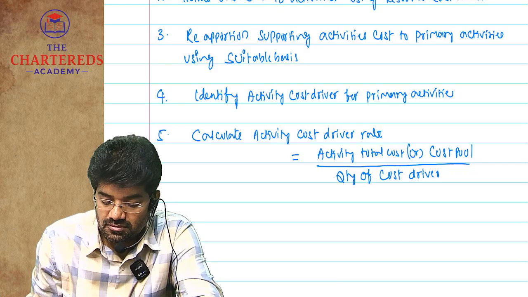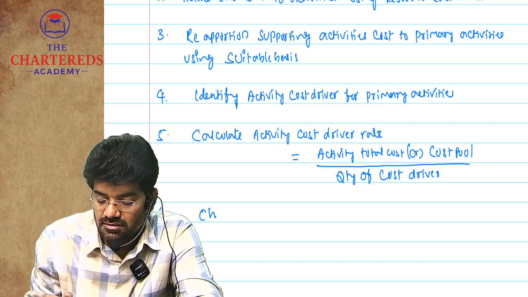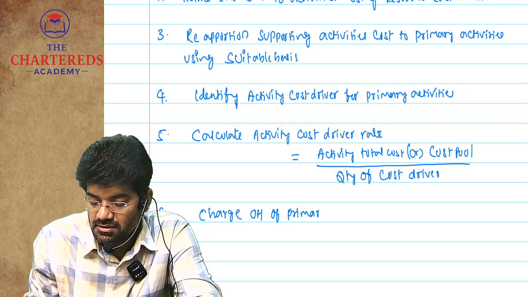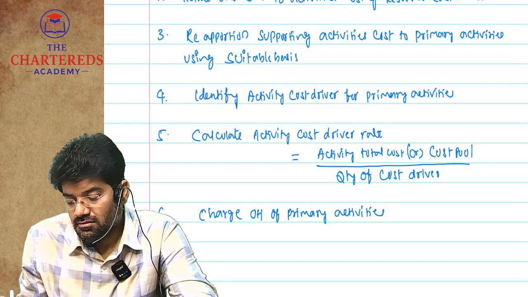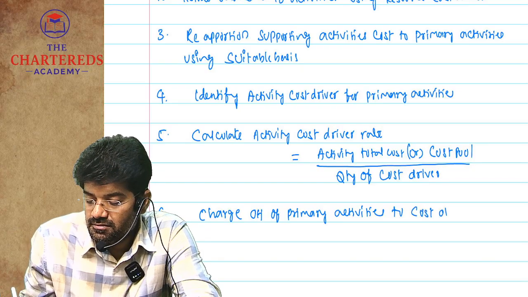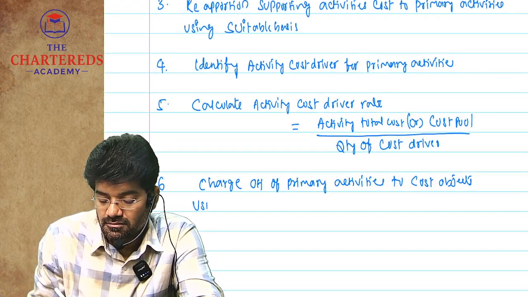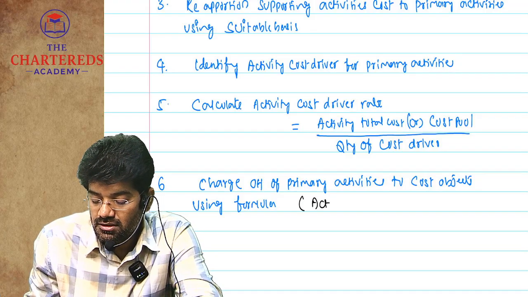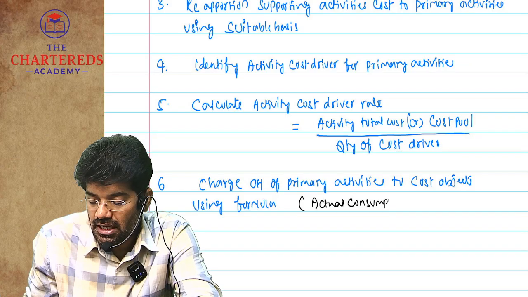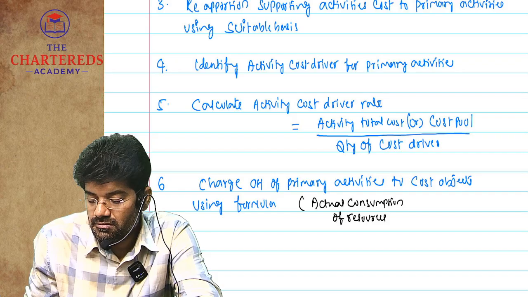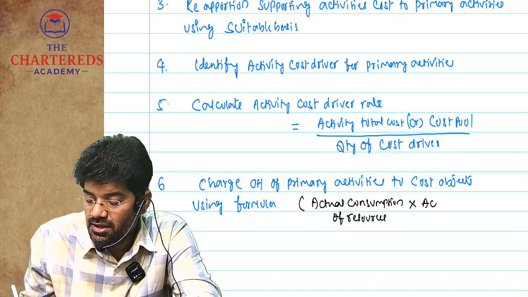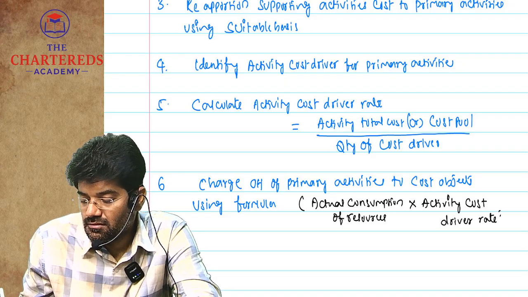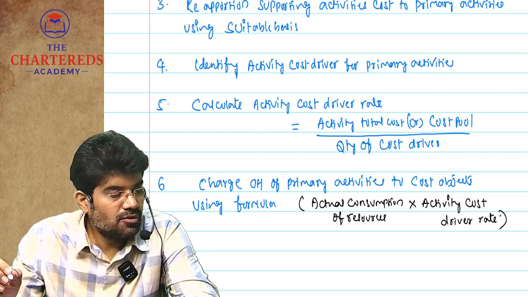So the last step is charging overheads of primary activities to cost objects using a formula. The formula is actual consumption of resources into activity cost driver rate.